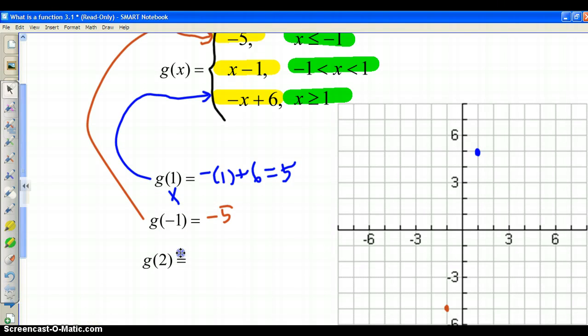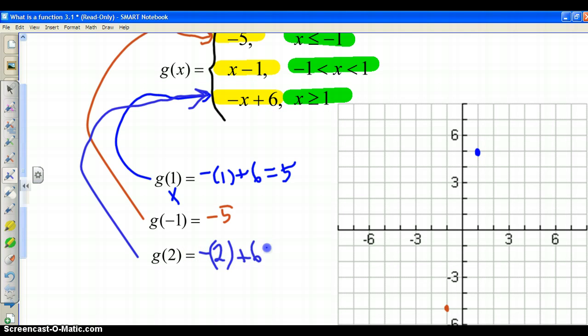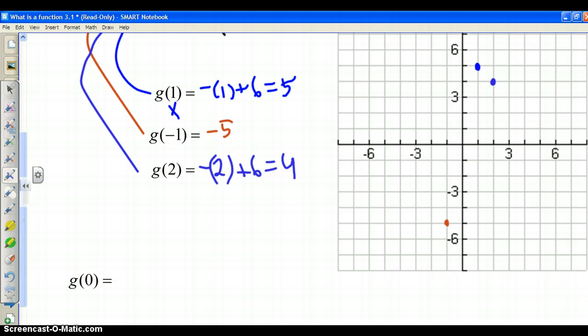Let's now plug in g of 2 and see where that one plugs in. So you look at the first one up here, and 2 is not smaller than negative 1 or equal to negative 1. It's not in between the two, and it looks like it's another one of these plug into this function. So g of 2, because 2 is bigger than or equal to 1, makes that statement true, the domain. So I go negative 2 plus 6 is 4. So 2 comma 4 is one of my points. Let's plug this one in.